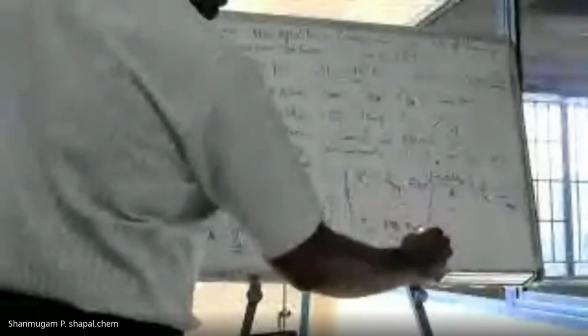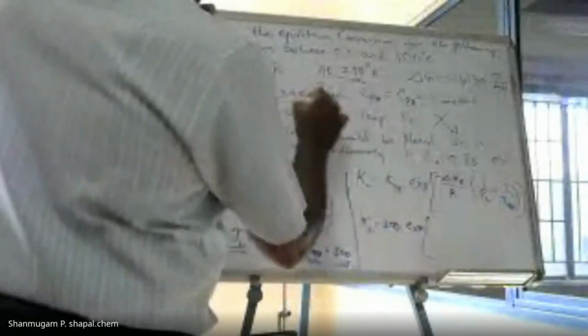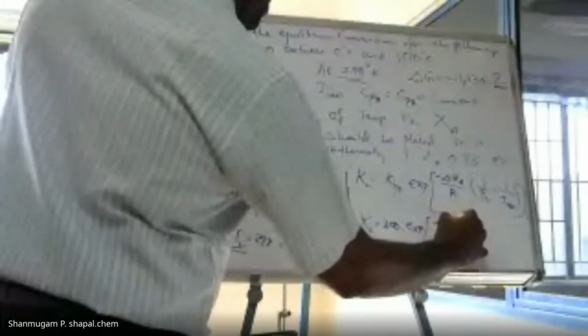Exponential. We substitute this delta HR here, minus 75300, R, 298. So this is the relation between K and the temperature.